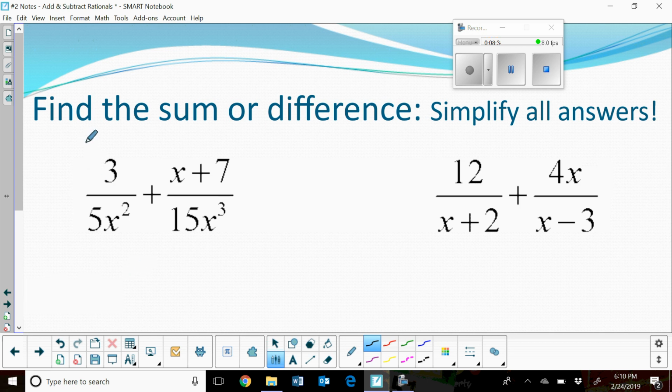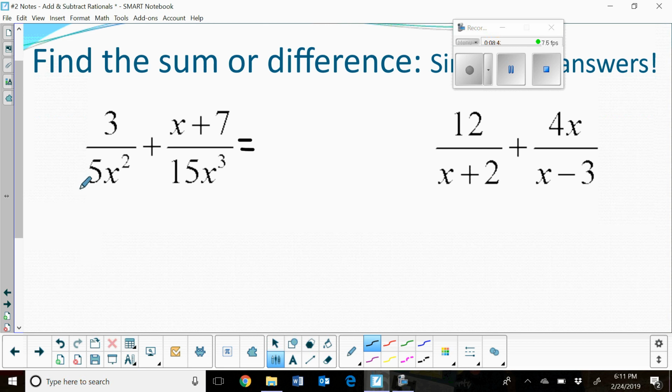Okay, so find the sum or the difference with different denominators. So this is the harder part for sure. What you have to do is look and figure out what your common denominator is. Well, 5 goes into 15 by a factor of 3. So I have to look at the larger number. So 15 is the coefficient that is my common factor. Okay? And then I've got an x squared and an x cubed, and I always have to take the larger exponent. So my common denominator is going to have to be 15x cubed.